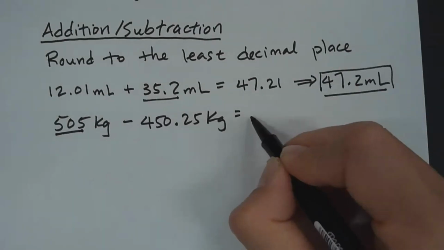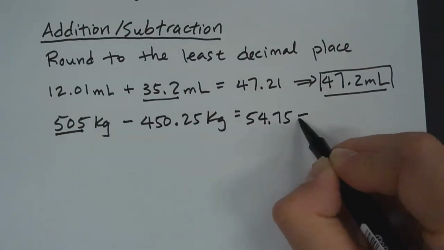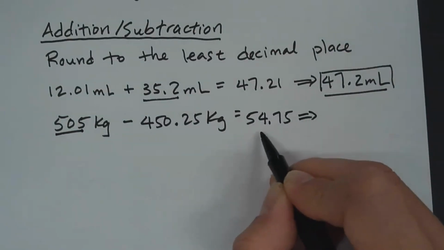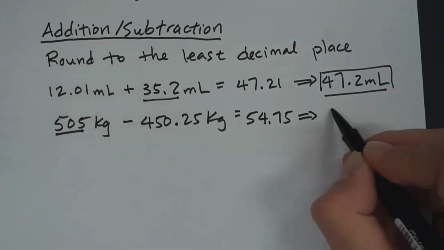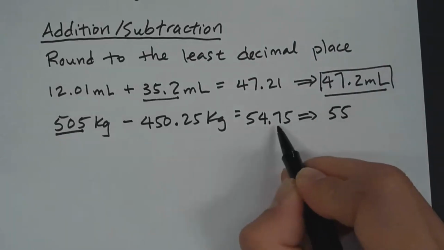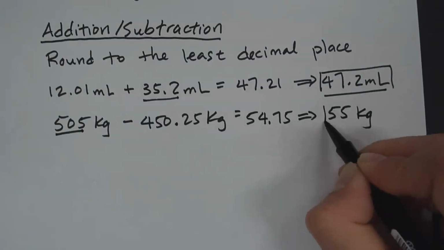So if you were to calculate this, we would get 54.75. Okay, and now we're going to round it to the same place as this, which is the ones place. So this will be rounded to 55. We're rounding it up because this is a 7, so it's 5 or higher, so we're going to round it to 55. So 55 kilograms.